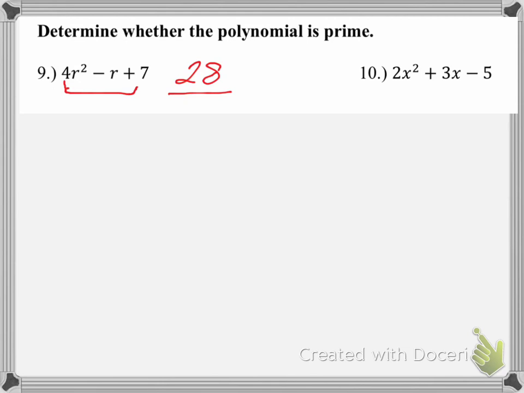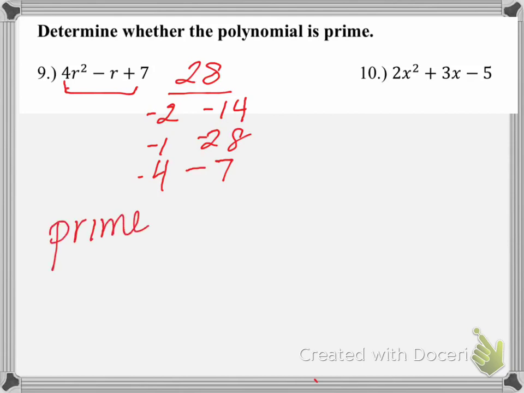So let's see, factors of 28. I know it's going to be 2 and 14. Obviously 1 and 28, but I know that's not going to work. But I'll write it. Let's see, 4 and 7. That's it. And none of them are going to add to negative 1, right? Because they would have to both be negative for its product to be positive. So this one is prime. And so if I was asking you to factor that, you would just say it's prime, or it's not factorable. And then number 10, let's see if this one is factorable.